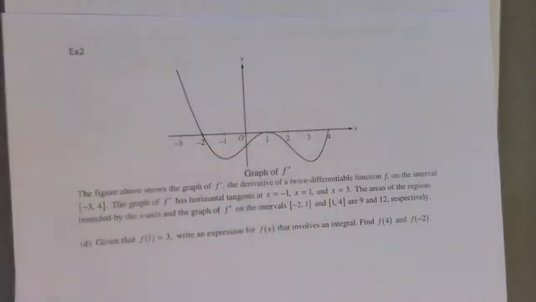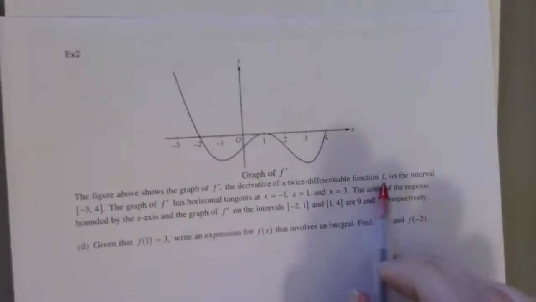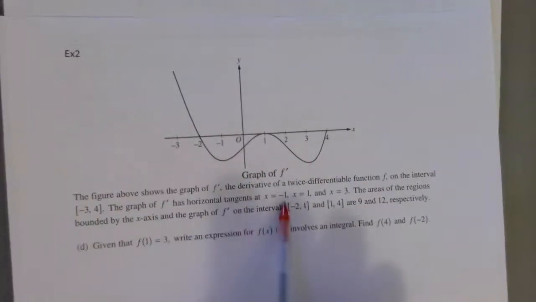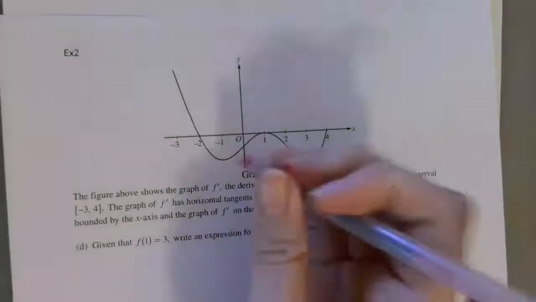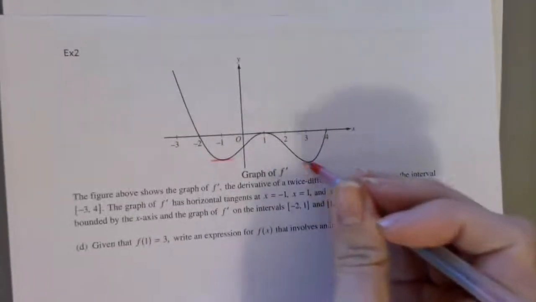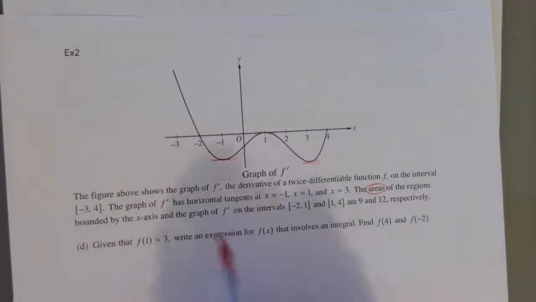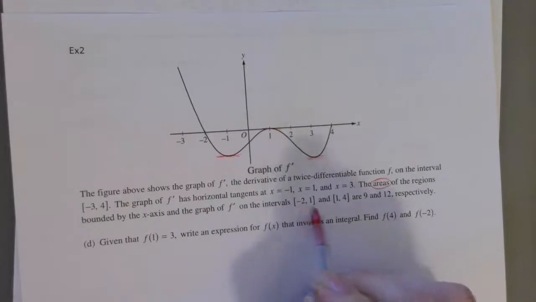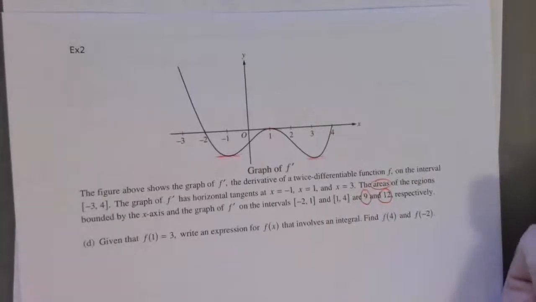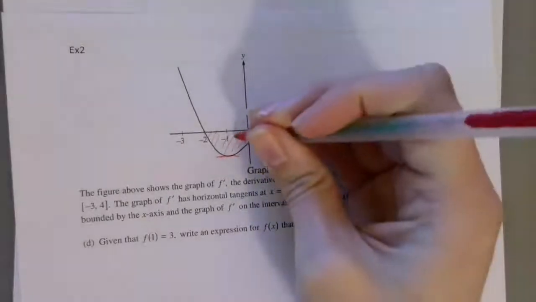Okay, example 2. We've got a graph of f prime here. The figure above shows graph of f prime, the derivative of a twice differentiable function f on the interval -3 to 4. Okay, I see that. The graph of f prime has horizontal tangents at -1, 1, and 3. Okay, so that just means that f prime has a min, a max, and a min right there. The areas, ooh, that's good. The areas of the regions bounded by the x-axis of f prime from -2 to 1 and 1 to 4 are 9 and 12 respectively. So they didn't give me signs. They just told me that this area here, that area is 9.